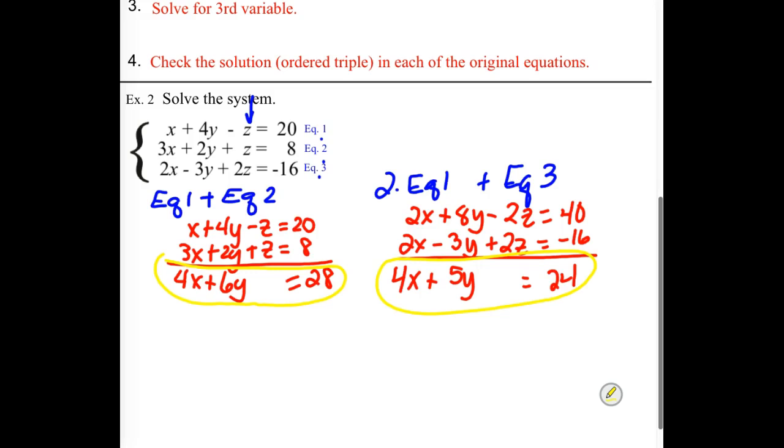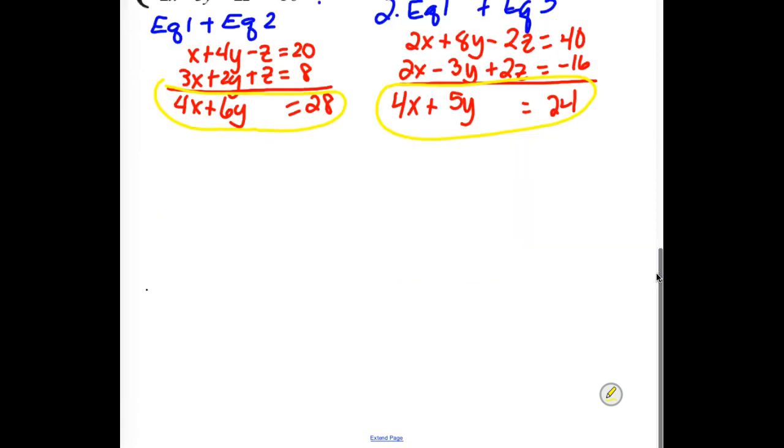Now, I'm going to put together those two equations that I just circled, and that's going to become my new system. It is now 2 equations that have the same 2 variables left over. You guys know how to do this. So this is that next step. We're going to put these two together. 4x plus 6y equals 28. 4x plus 5y equals 24. Can I just add them the way they are? Will a variable drop out if I just add them the way they are? No. What would I need to do?